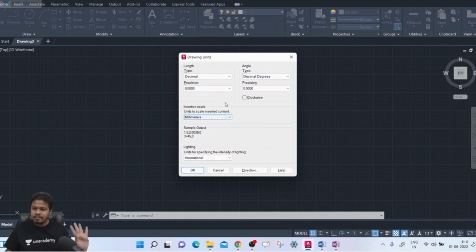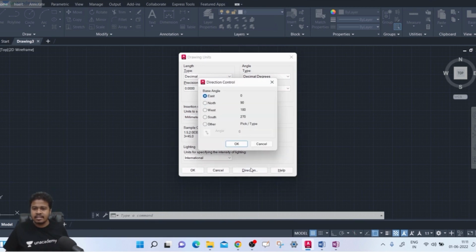We have some other options as well, like you can go into this direction as well. Okay, direction. In the direction control, you can see that the base angle I am taking is east. You can take the base angle as north as well. You can take the base angle as west as well. It totally depends upon you. But from our childhood, I have taken my base angle as east. Now, what is east? Let me explain.